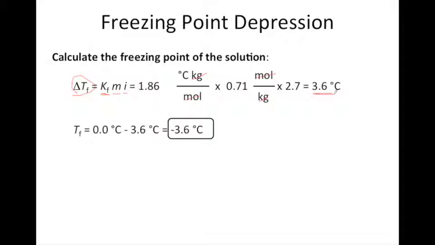Now, water is our solvent, and we know that water has a freezing temperature of 0 degrees Celsius. The change in freezing point is 3.6. So the 3.6 is not the new freezing point, that's the change in freezing point. In order to calculate the actual freezing point of our solution, we subtract the change in freezing point from the freezing point of pure water, and we get negative 3.6. So as you can see, our freezing point is depressed or lowered by 3.6 degrees, and in water that would correspond to a final freezing temperature of negative 3.6 degrees Celsius.